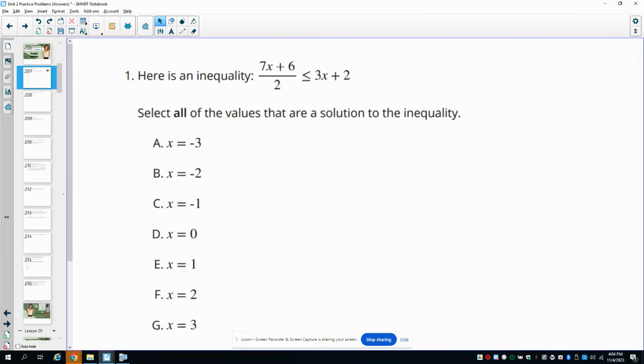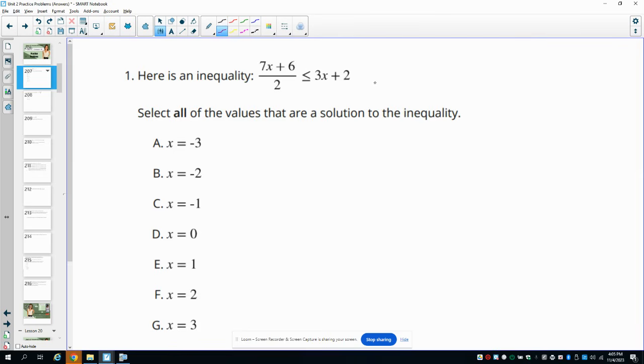Number 1 gives us an inequality and asks us to select all of the values that are part of the solution. So you have a few different ways you can do this. You can take each of these values and plug them in, and you would like this side to be less than or equal to the other side. So when you plug the value in, if you get that the left side is less than or equal to the right side, then it's a solution. So that's one way. You can just plug them in.